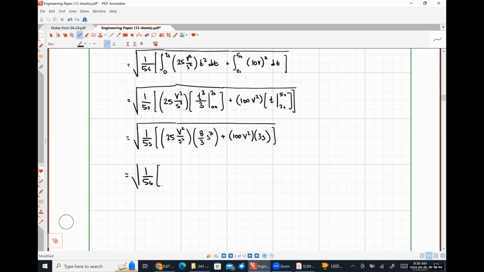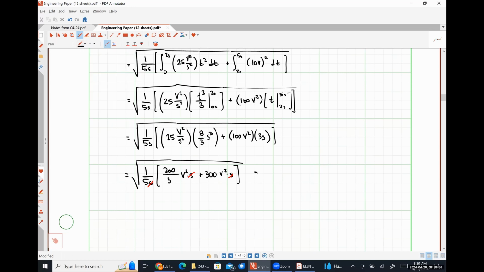And keeping on here. So 25 times 8 is 200 volts squared divided by 3 seconds. My units work out okay there? So seconds cubed divided by seconds squared. Oh, no, that should be a second in the numerator. My apologies. So 200 over 3 volts squared seconds plus 300 volts squared seconds. And now the seconds in the numerator up here cancel the seconds in my period down here.